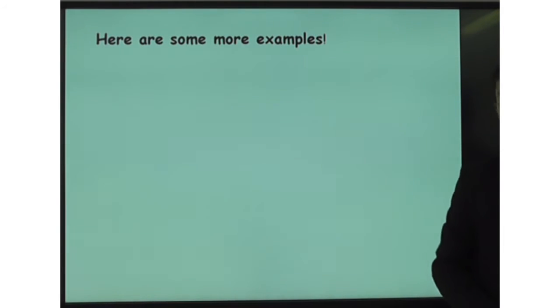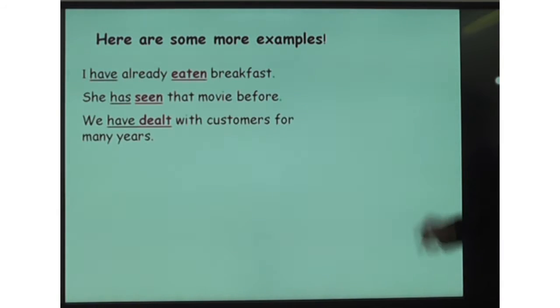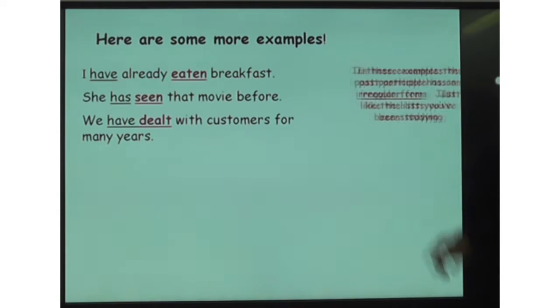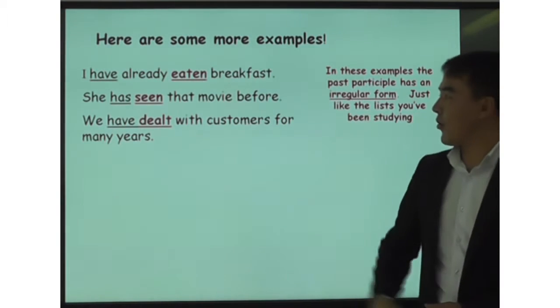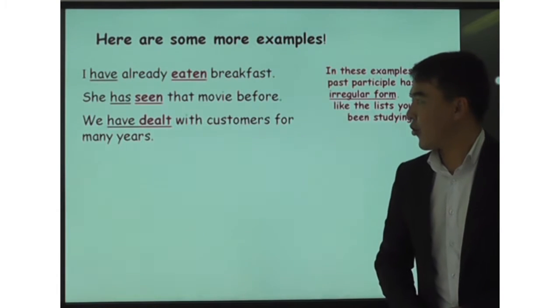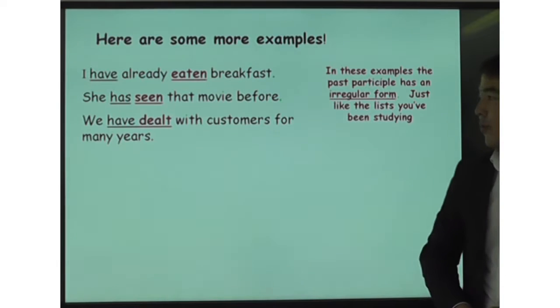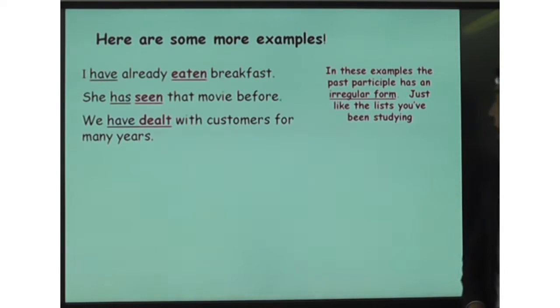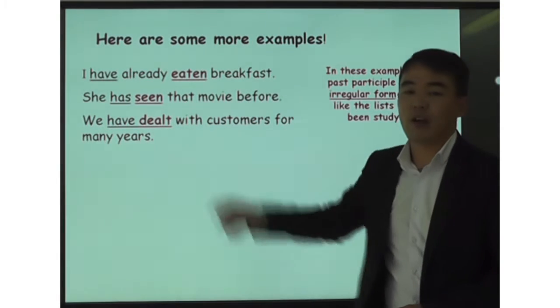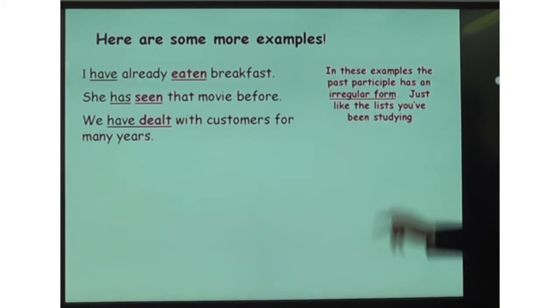Here are some more examples. Take a look. I have already eaten breakfast. She has seen that movie before. We have dealt with customers for many years. In these examples, the past participle has an irregular form, just like the list you've been studying. Eaten, seen, dealt here are irregular verbs.